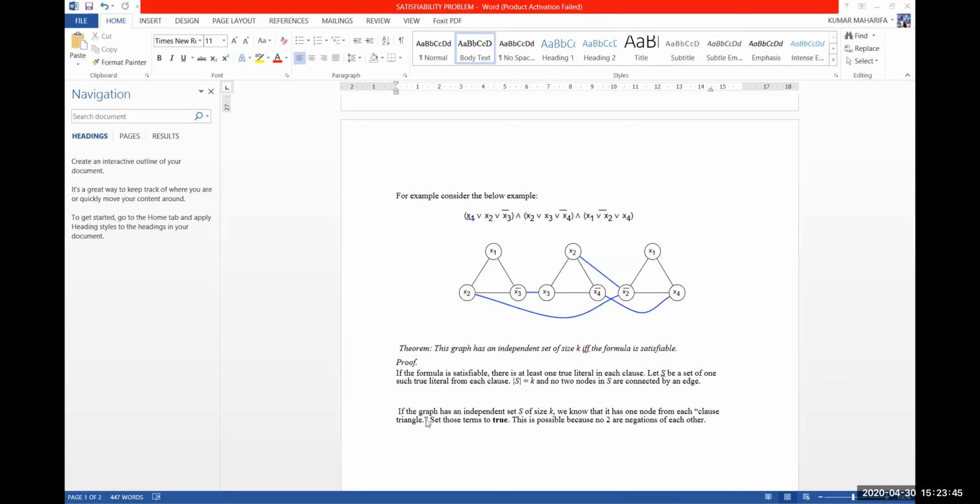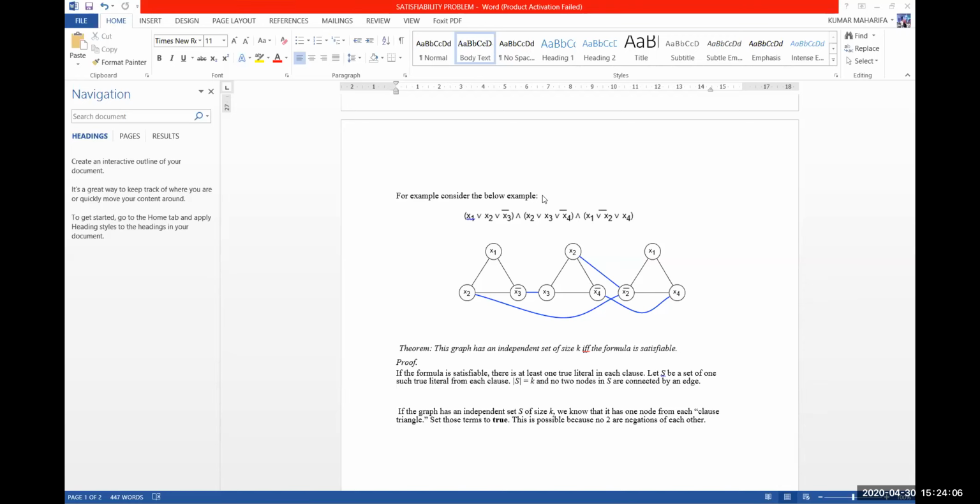So if the graph has an independent set of size k, we know that it has one node from each clause triangle. Set those terms to true. This is possible because no two are negations of each other. So if I take x1 over here, then I should not take x1 bar anywhere. That is what an independent set means.